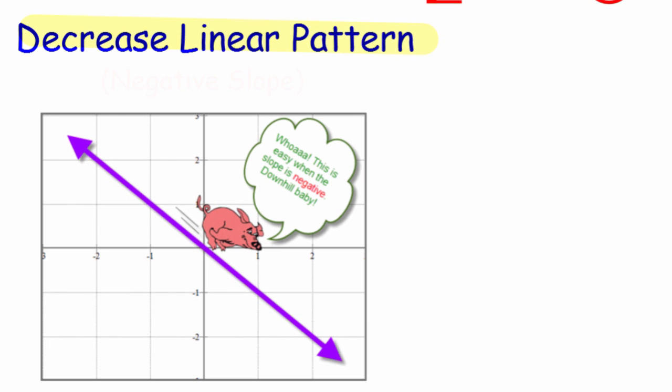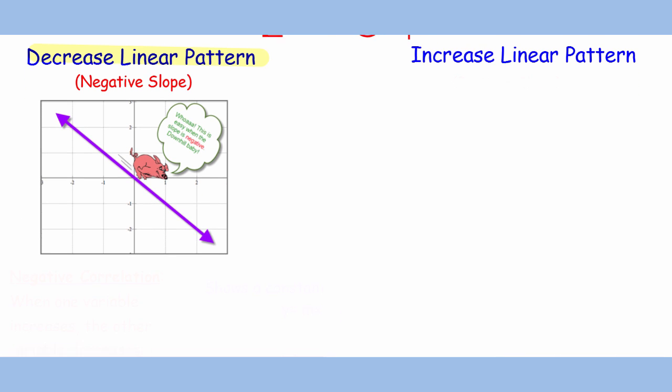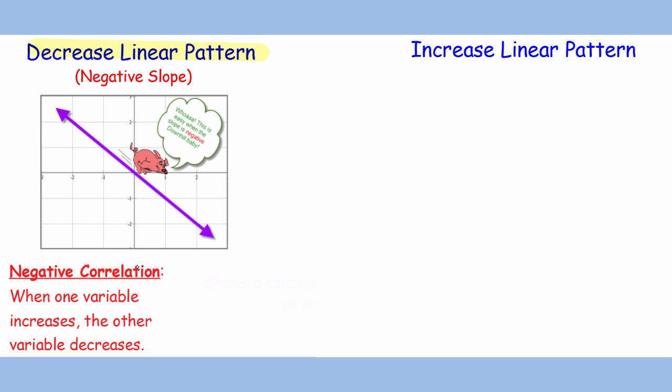If you read what the piggy says, "Whoa, this is easy when the slope is negative. Downhill, baby." So guess what? Decreasing linear pattern is also known as a negative slope, which is a more advanced word that you'll learn next year. And something extra that you should notice is that negative slope also has a negative correlation, meaning that when one variable increases, the other variable decreases.